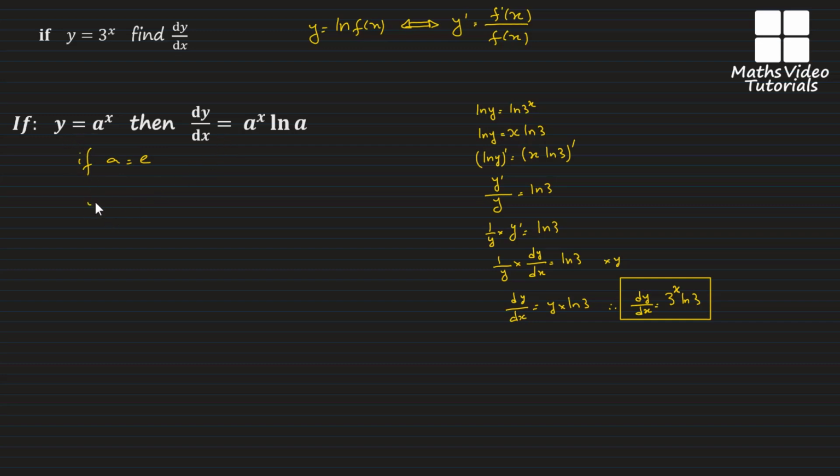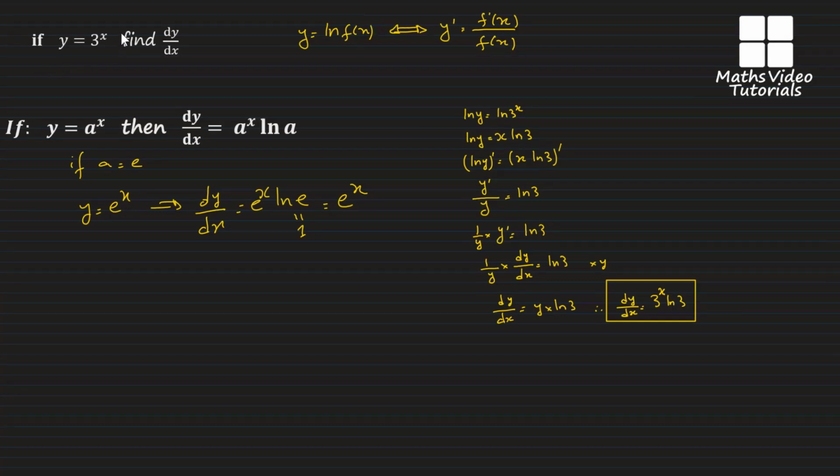Of course, this one will become e to the x, and that will give us a derivative dy by dx equal to e to the x times ln e. And because we know ln e is equal to 1, basically we are doing e to the x times 1. So therefore the answer is e to the x. So whenever you have the base exponential e, then the derivative is, of course, itself, and we know that.